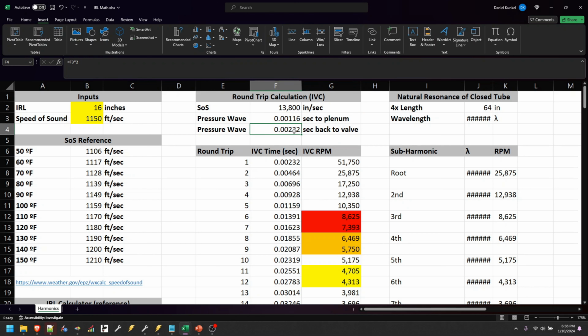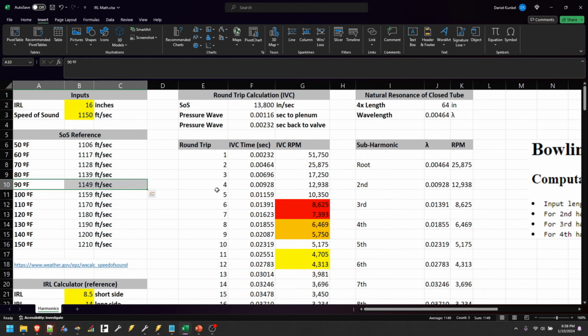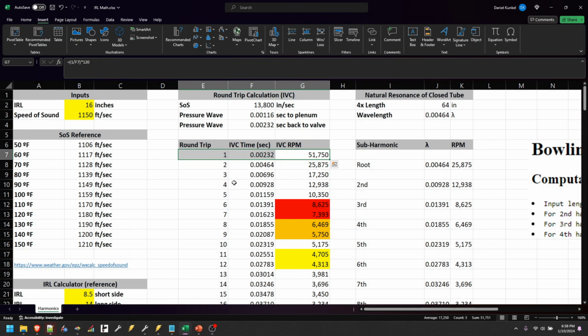Speed of sound, by the way, I used 1150 feet per second, which on this lookup chart is about 90 degrees Fahrenheit. So based off of that, we get down to this chart, right? And so this is round trip one. So this is down and back, which I would think would be the optimal frequency to hit. That's going to require 51,000 RPMs. Again, out of the question.